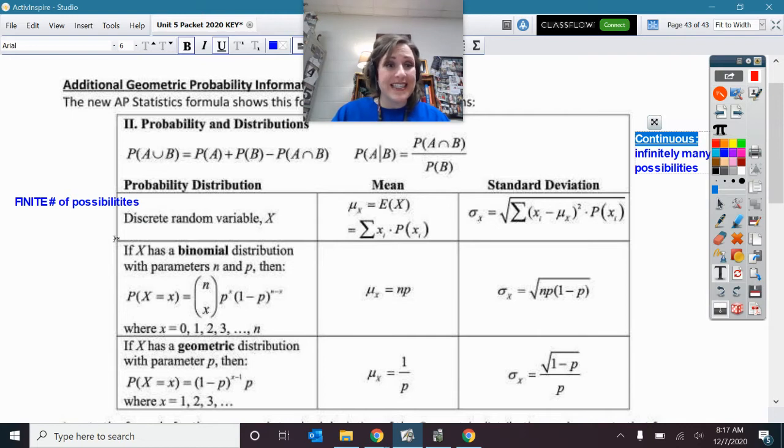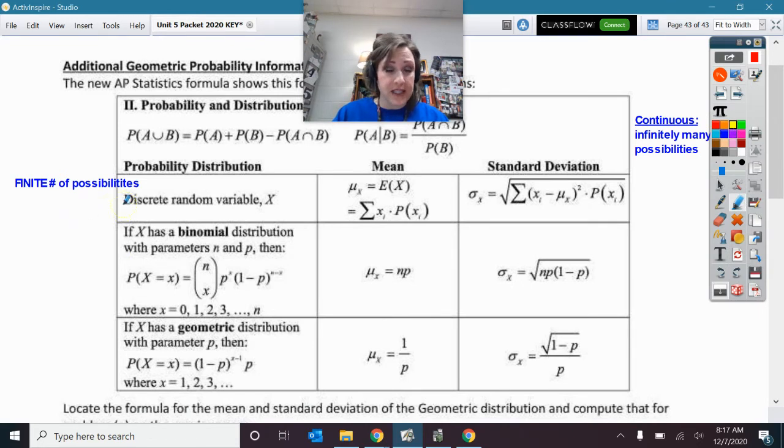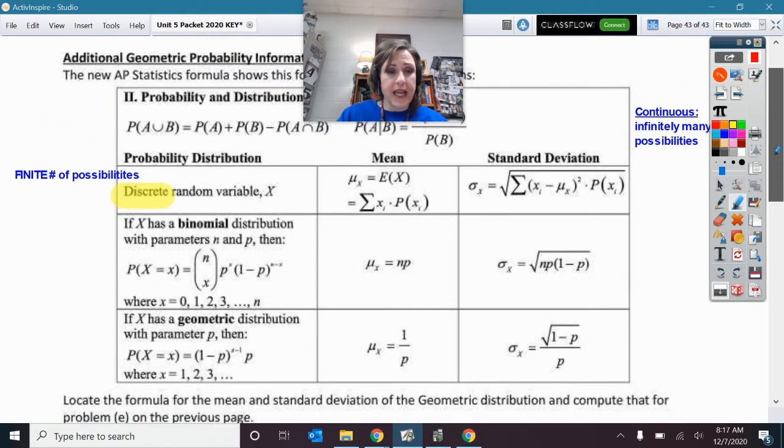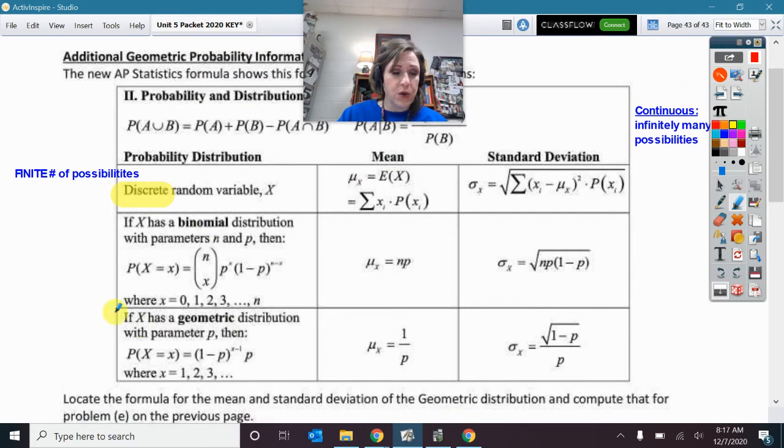Now, with discrete random variables, which is what we are talking about this week, or actually this whole unit, then there are those finite probabilities. The number of tails that you can get on the flip of a coin, the number of shoes that you can have. Okay, so next, we'll talk about the binomial tomorrow, but if you notice right here on the formula chart, we have the expected value, so the expected number of items you have to go until you get that one success.